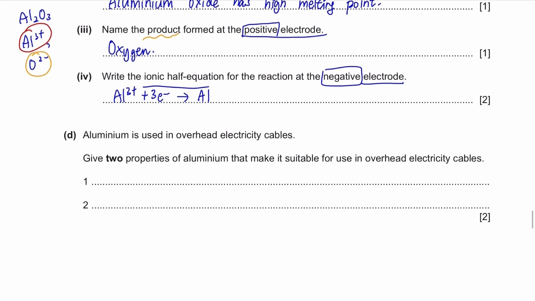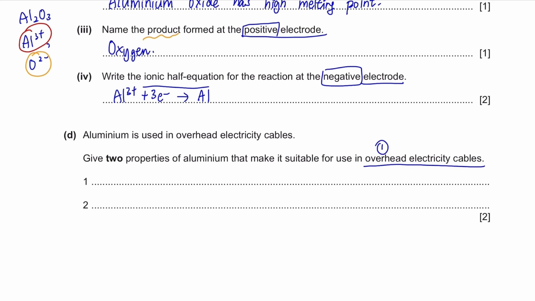Part D. Aluminium is used in overhead electricity cables. Give the properties of aluminium that make it suitable for use in overhead electricity cables. Firstly, we all know that aluminium is very light. It has low density and it doesn't weigh much, so it can be used as overhead cables.